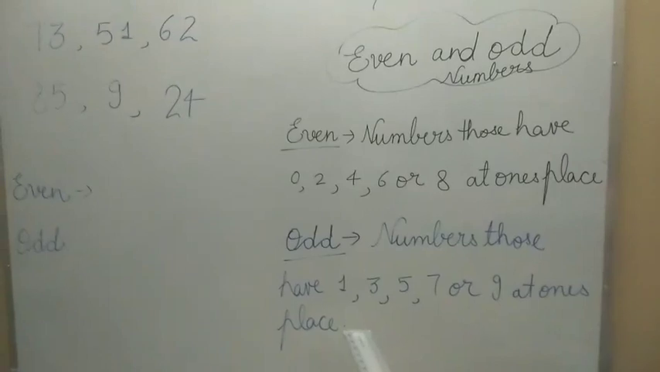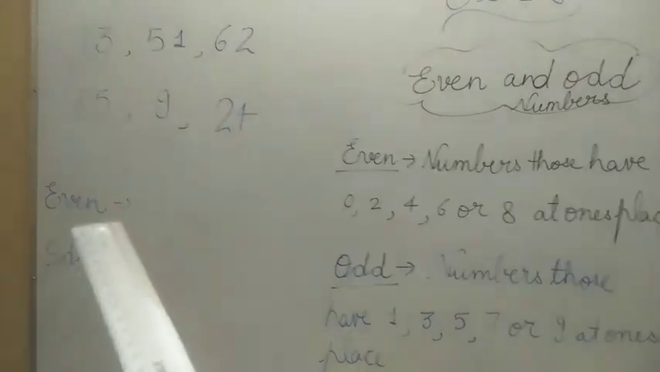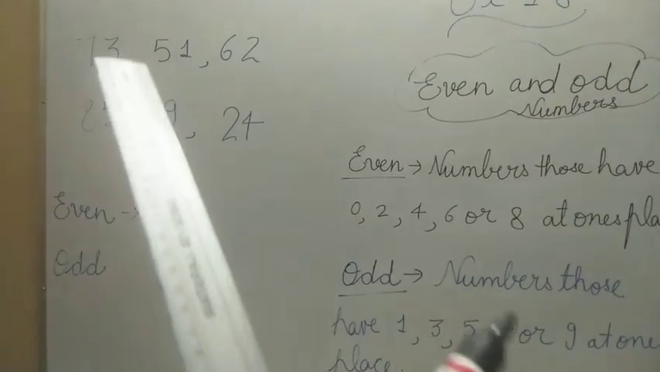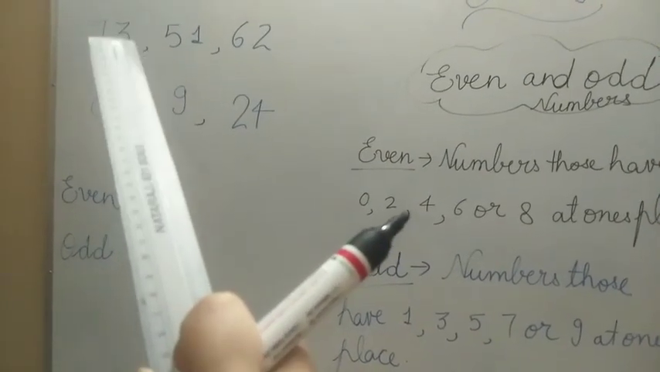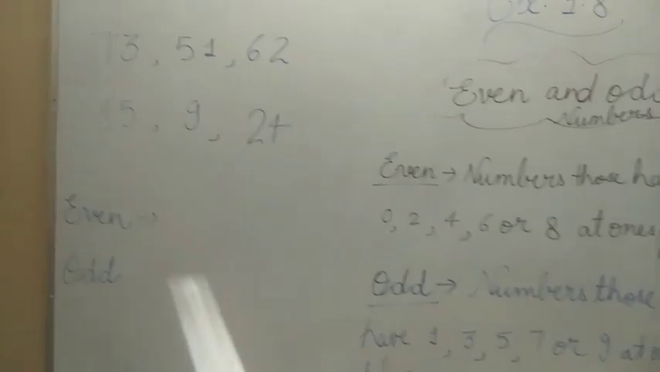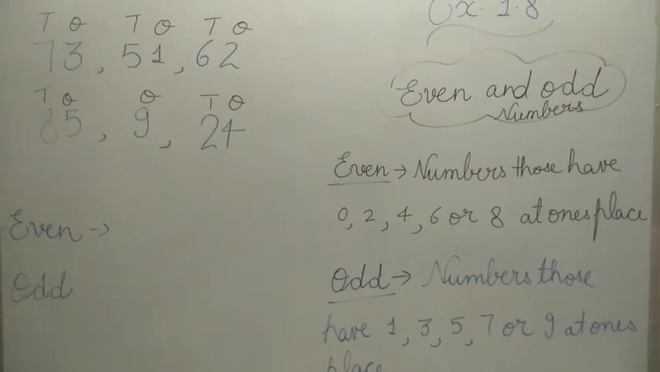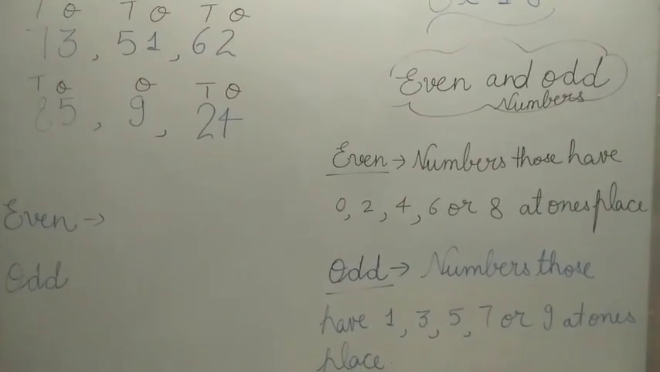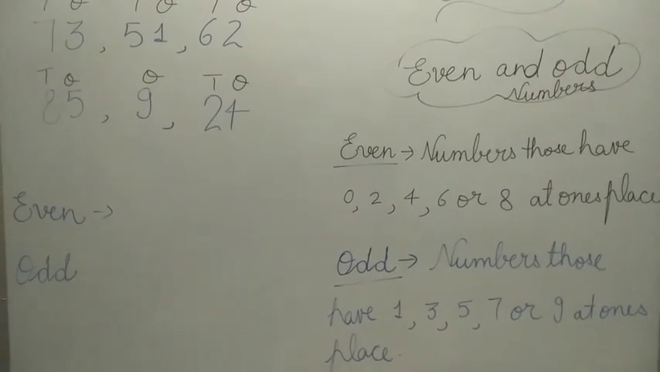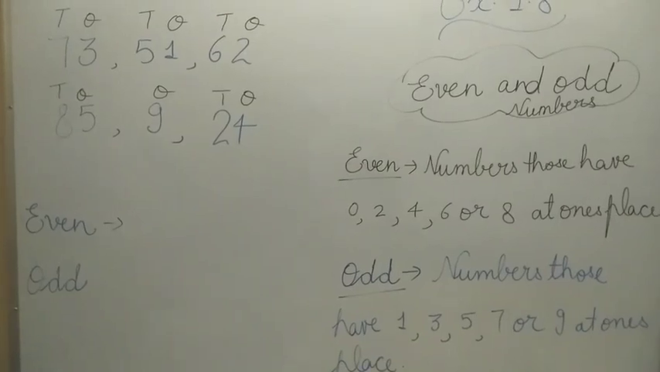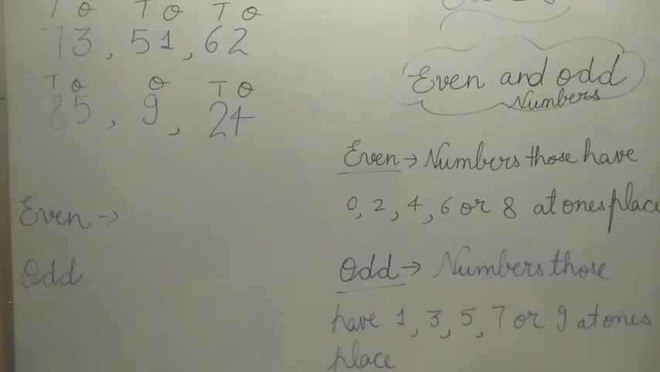Now we have some numbers here. You have to find out which are even and which are odd numbers. Now 73. Is it even or odd? We have to check its ones place. Which is the ones place here? Now students, look there. Check its ones place. Does it have 0, 2, 4, 6 or 8? No. It is 3. Ones place number 3, so it is not even.